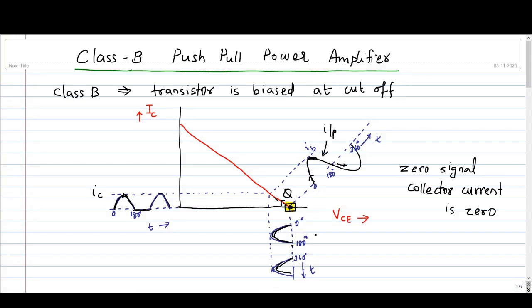Welcome to this video. In this video, we will discuss the working of Class B push-pull power amplifier. As I have explained in the introduction part of push-pull power amplifiers, in Class B operation, we will bias the transistor at cutoff. Or in other words, the transistor is at cutoff initially, and only when the signal is applied in the circuit, the transistor will conduct. So there is no specific biasing arrangement as such. The transistor is at cutoff.